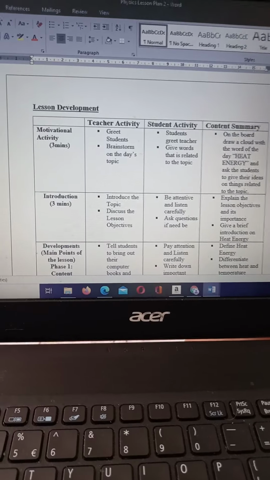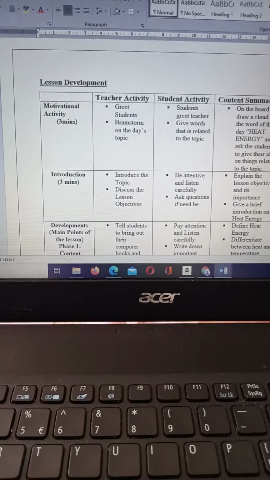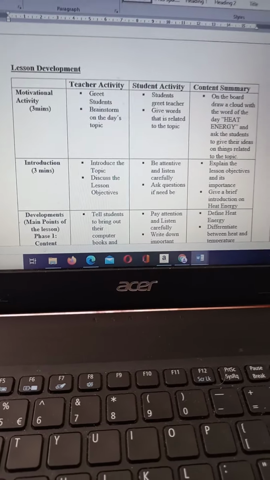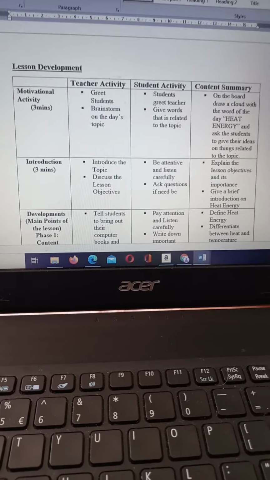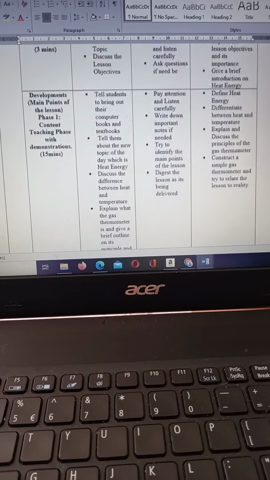Students are to greet the teacher, give words that are relevant to the topic, participate in the motivational activity, and also get ready for class. My content summary is what my motivational activity will be about. On the board, draw a cloud with the word of the day, heat energy, and then the students are to answer what they think or what their thoughts are towards the topic, heat energy.